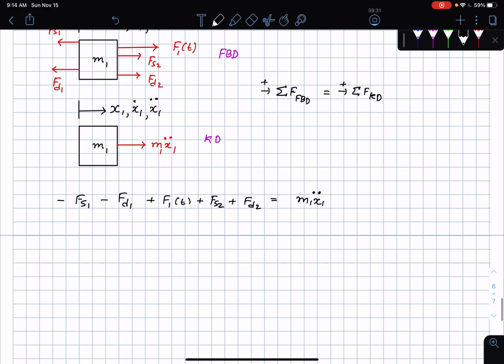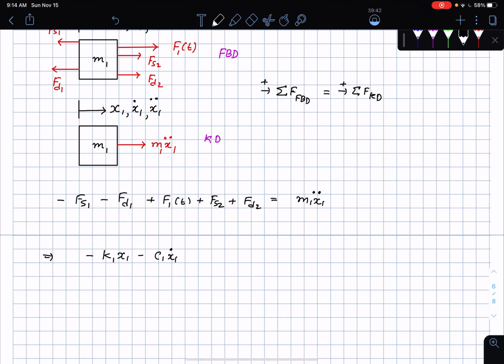Okay, then I start doing the substitutions. Fs1 was minus, so my k1 times x1. Fd1 was c1 times x1 dot. Then I'm still going to have F1 of t. Fs2 is going to be the following. It's going to be k2 times (x2 minus x1), and then I'm going to have Fd2, which is c2 times (x2 dot minus x1 dot), is equal to m1 x1 double dot.